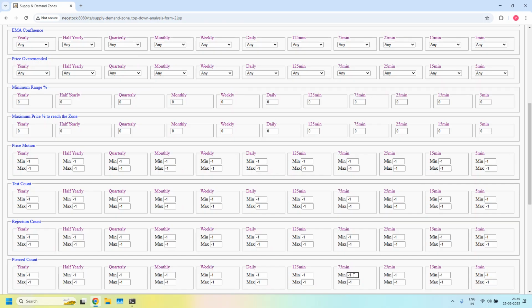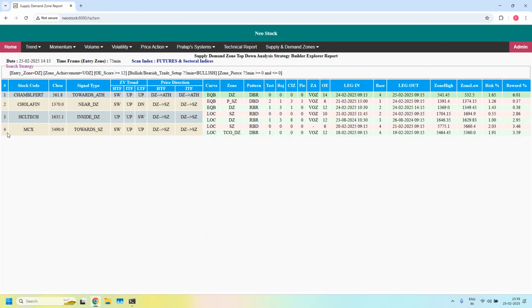75 minutes supply zone should not be pierced. So with all the 3 filters, we got 4 stocks. These 4 stocks are supporting bullish trade setup for weekly income trade. Out of these 4, any high probability setup supported zones, let us identify.